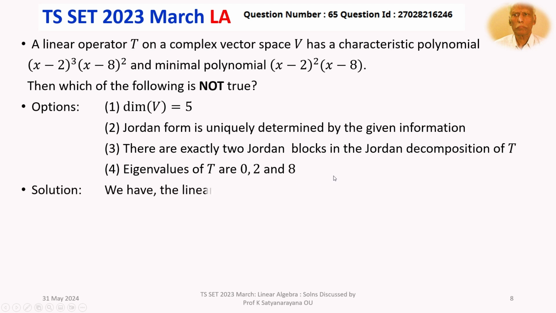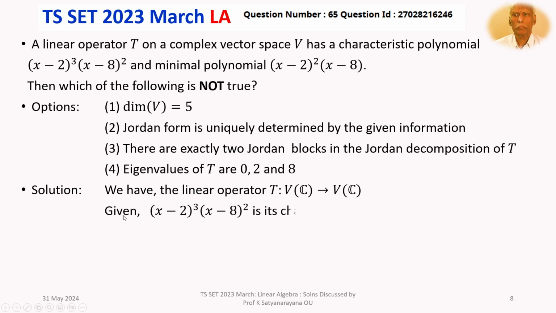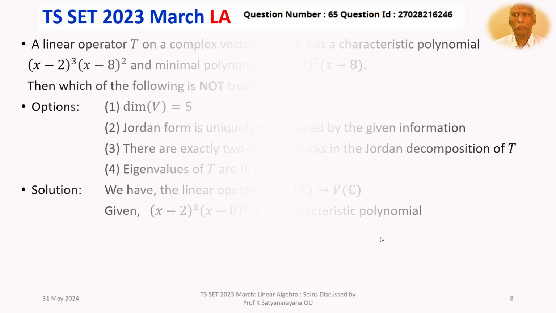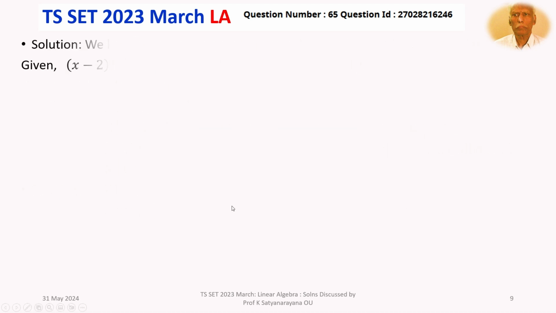So let's now discuss the solution of the problem in detail. We have the linear operator T from the vector space V over the complex field to itself. We are given x minus 2 whole cube into x minus 8 whole square is its characteristic polynomial. Let's now discuss the options one after the other in the next slide. Right.